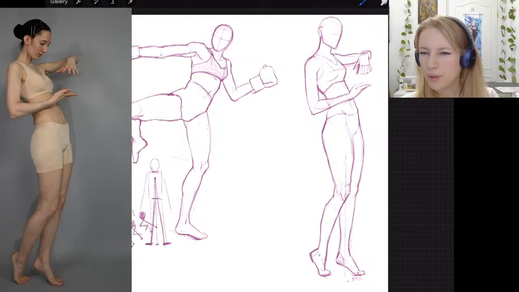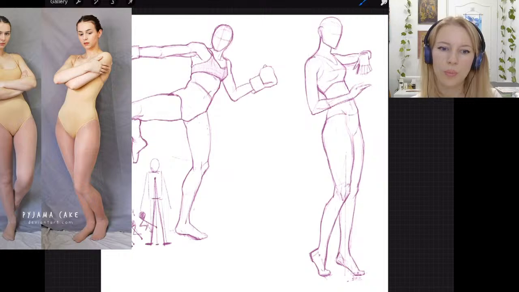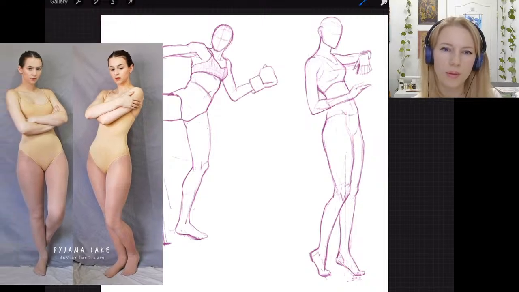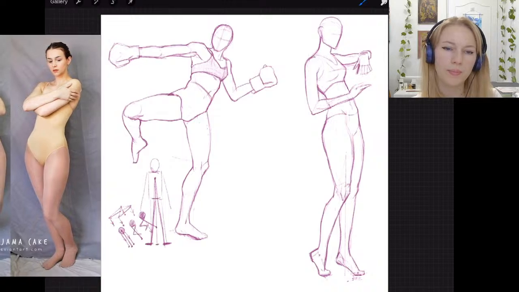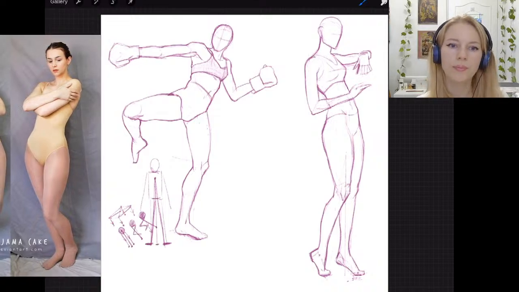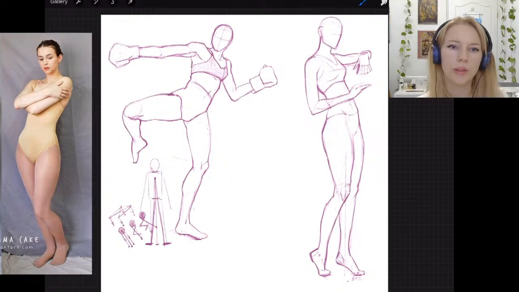What else do we have here? Let me just choose the reference for the next one. Let's work with this one. There are actually two people, and I think I will work with the right one. Just put her here so that you guys could see.